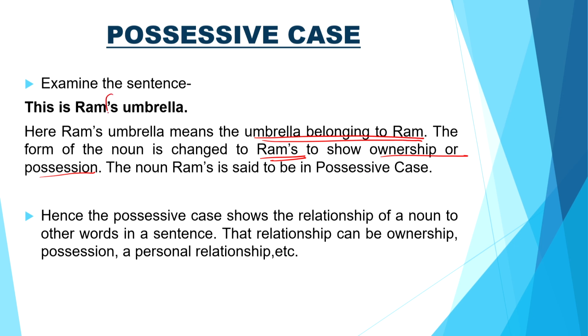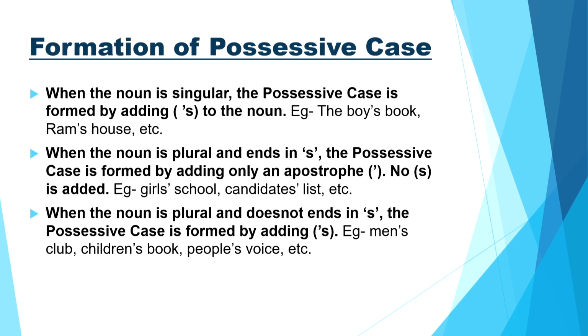So, to show possession, we have added an apostrophe along with an S to the noun. Hence the possessive case shows the relationship of a noun to the other words in a sentence. That relationship can be ownership, possession, a personal relationship, etc. Now, formation of possessive case.